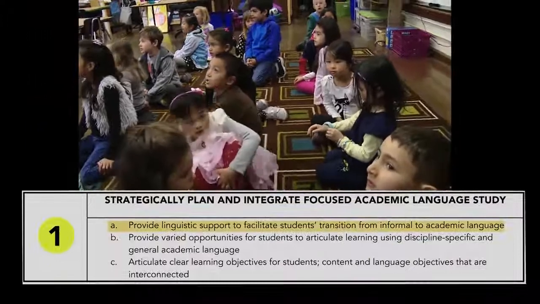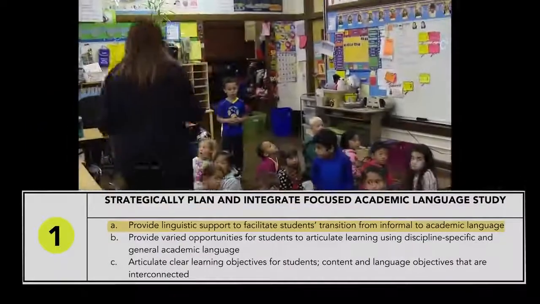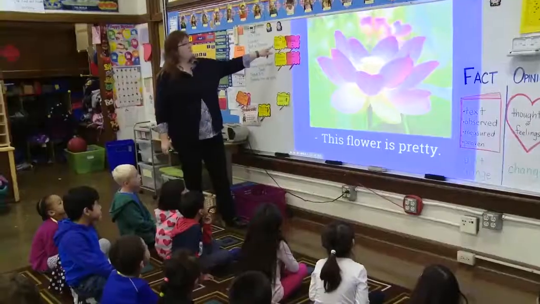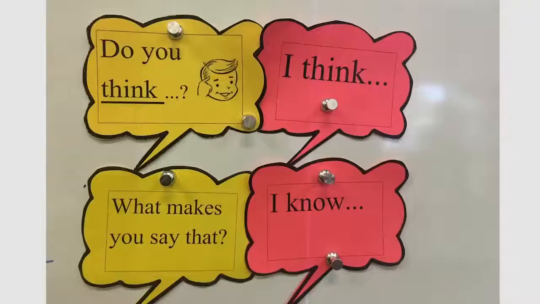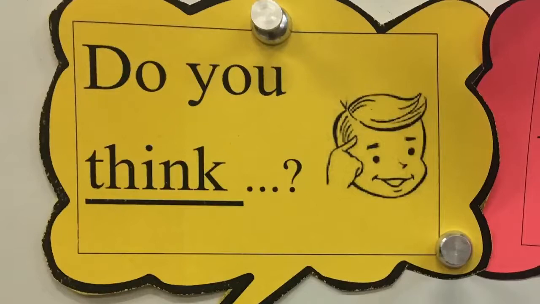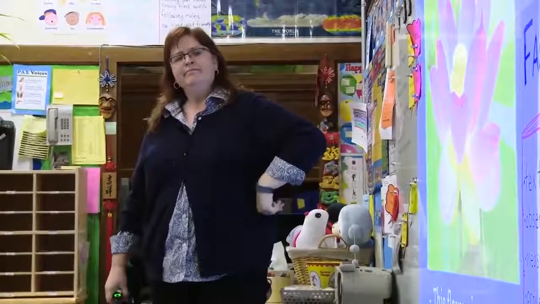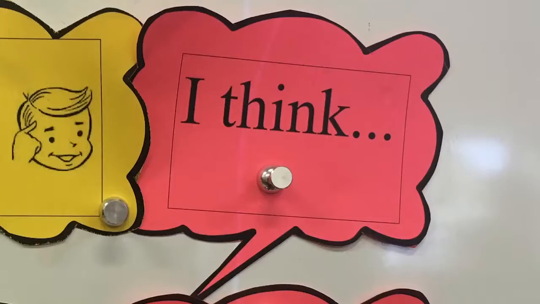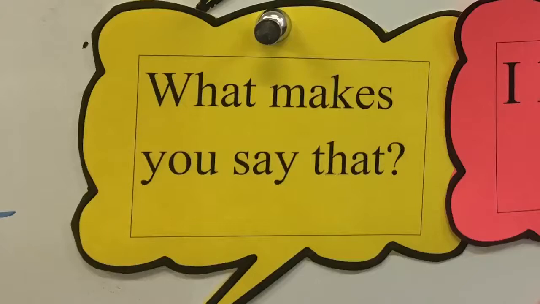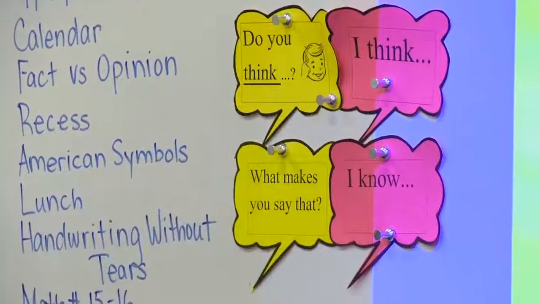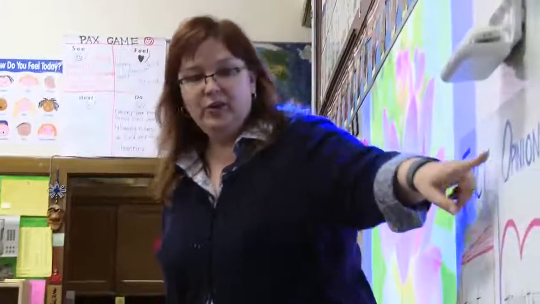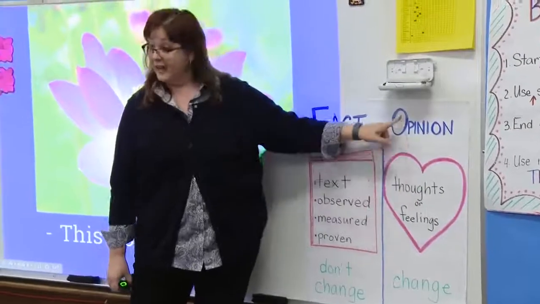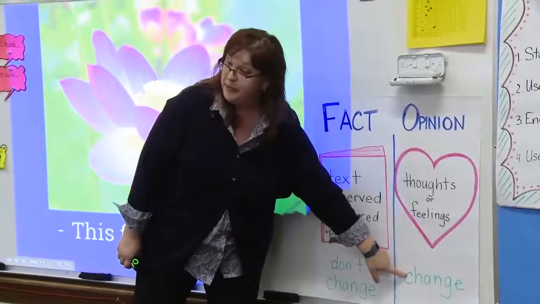All right, this morning, I'm going to show one of these examples myself. When I say, this flower is pretty, partner A is going to say, do you think it's a fact or opinion? Partner B is going to say, let me think. I think this is an opinion. Partner A is going to say, what makes you say that? And partner B is going to say, I know that an opinion is a thought or a feeling, and I know that opinions can change.